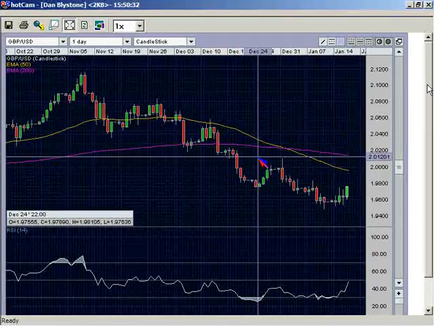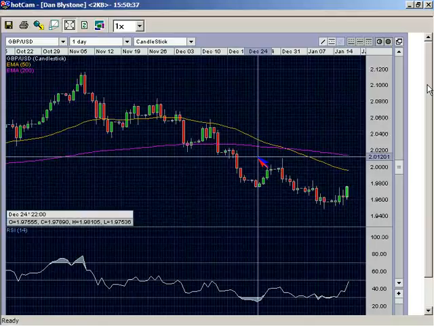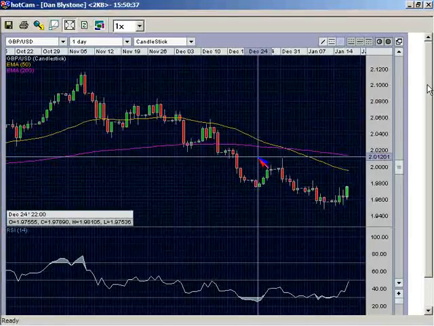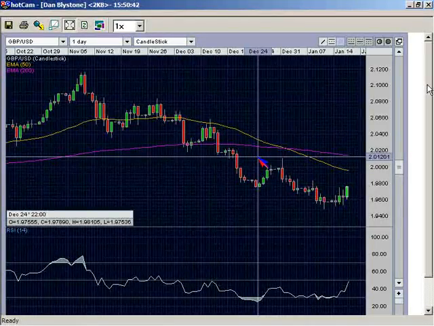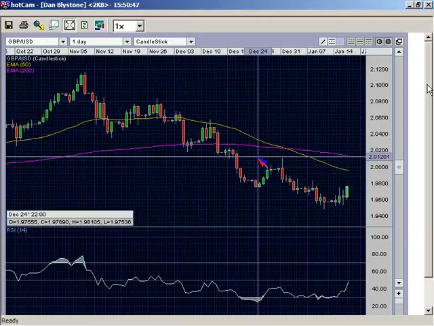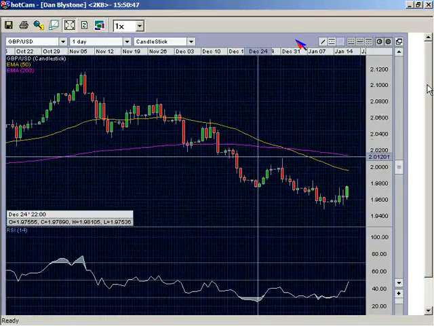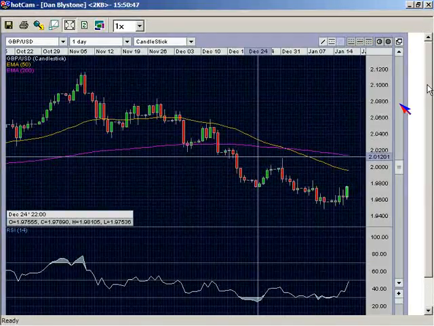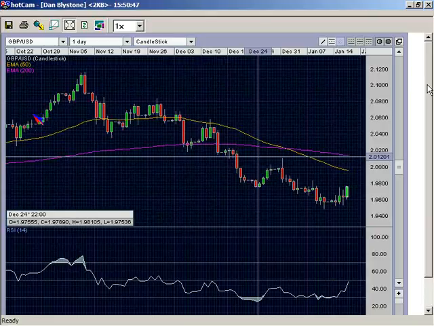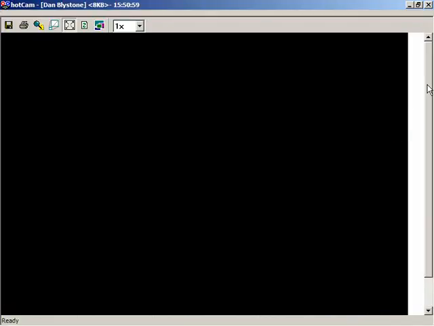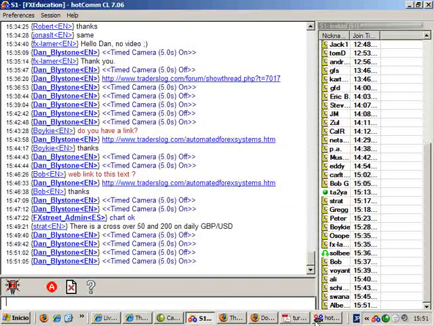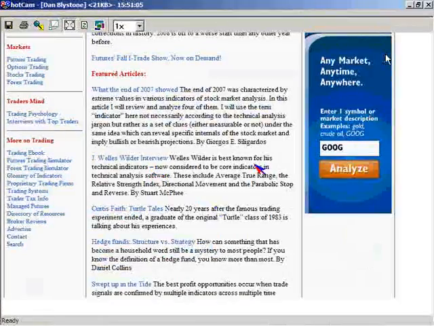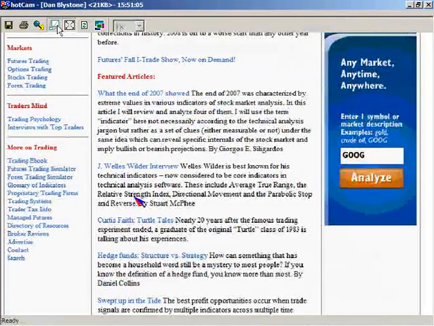Okay, so again, we don't want to curve fit your system. You want to have probably no more than 2 parameters, 2 rules, according to Wells Wilder in his interview, which you can see from our homepage. There's the Wells Wilder interview, the guy that invented RSI, so I think this guy deserves some of our attention. You can refer back to it later.